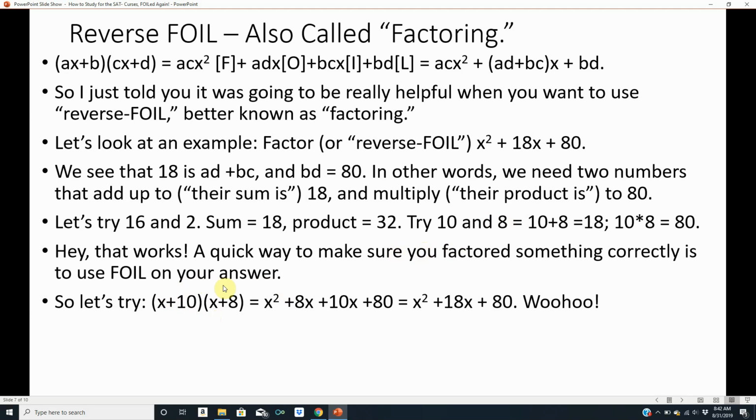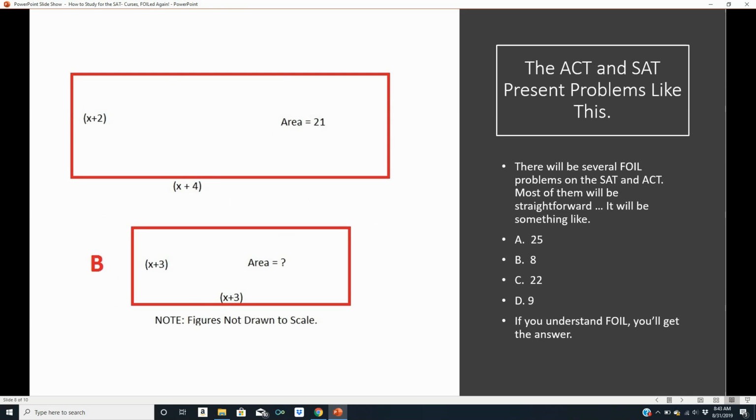Okay, x times x is x². Great. Plus 8x, okay, plus 10x, plus 80. All right, that's x² + 18x + 80. Woohoo! All right, we are rocking like docking. Another 30-plus-year-old cultural reference. Anyway, okay, so the ACT and SAT will give you problems something like this.